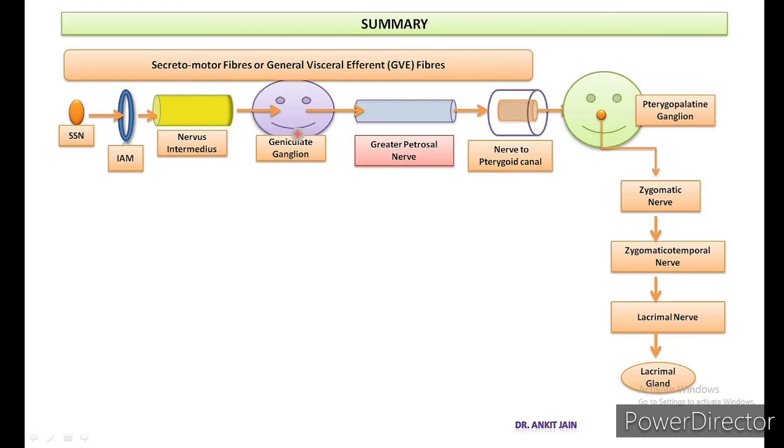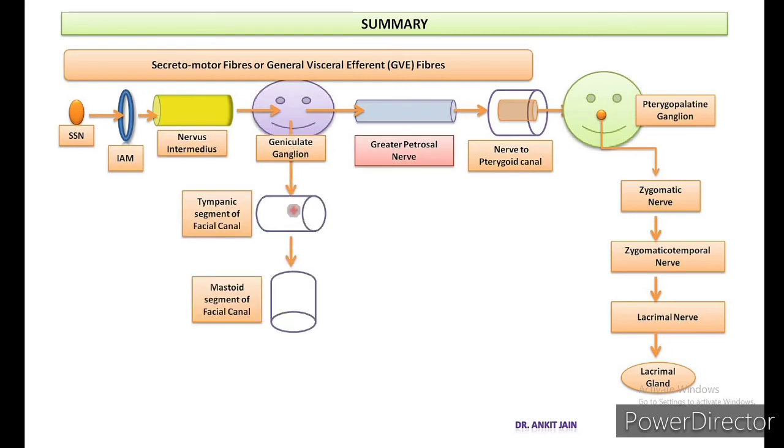Some secretomotor fibers from the geniculate ganglion pass through the tympanic part of the facial canal and enter into the mastoid part of the facial canal. From the mastoid part of the facial canal, these fibers leave the facial canal through the posterior canaliculus and participate in the formation of chorda tympani nerve. This chorda tympani nerve runs across the tympanic cavity and emerges at the base of the skull through petrotympanic fissure, then joins the company of the lingual nerve.